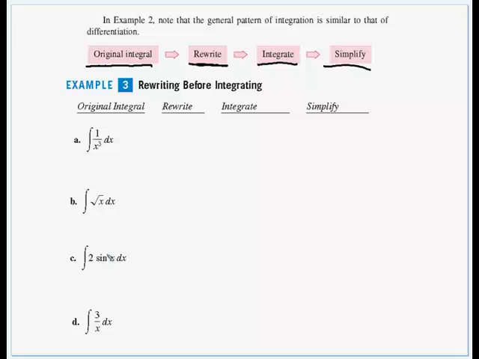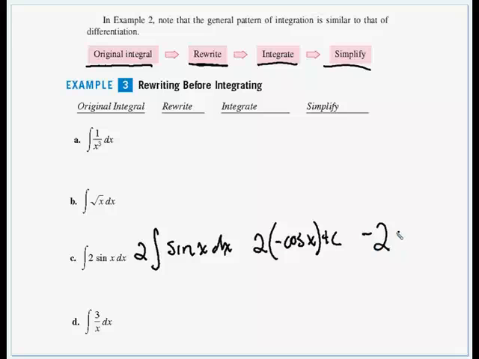Part C, trig function. Well, the rewrite, we can pull the 2 out front. 2 times the antiderivative of sine x dx. Okay, now we got to think, what do we derive to get positive sine x? Well, that's negative cos x. So we're going to have 2 times the negative cos of x plus c. And to simplify, we can multiply the 2 through. Negative 2 cos of x plus our constant of integration.